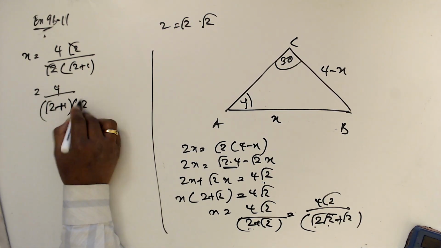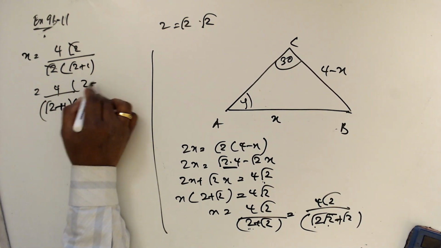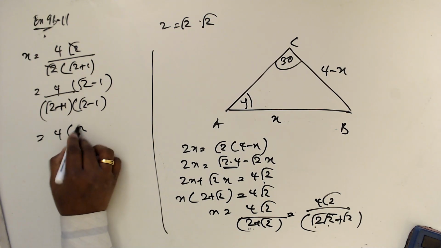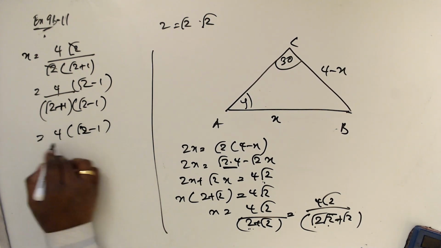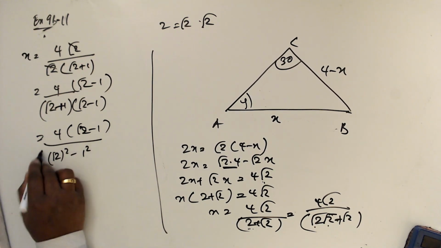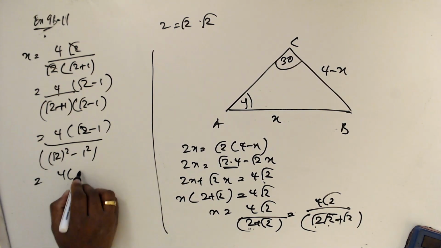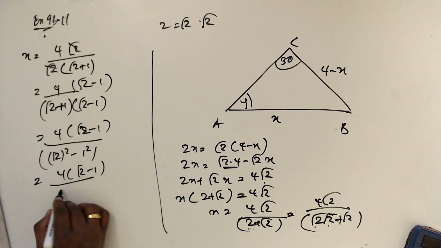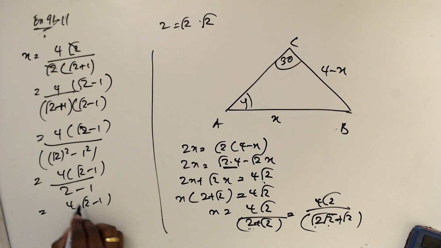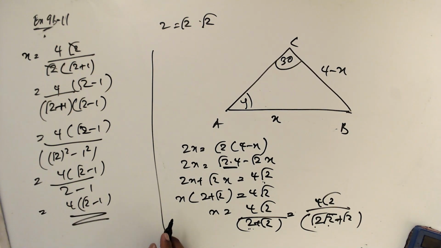Now I am rationalizing. This is going to be 4 times square root 2 minus 1 over square root 2 squared minus 1 squared, which is 4 times square root 2 minus 1 over 2 minus 1. So 4 times square root 2 minus 1.